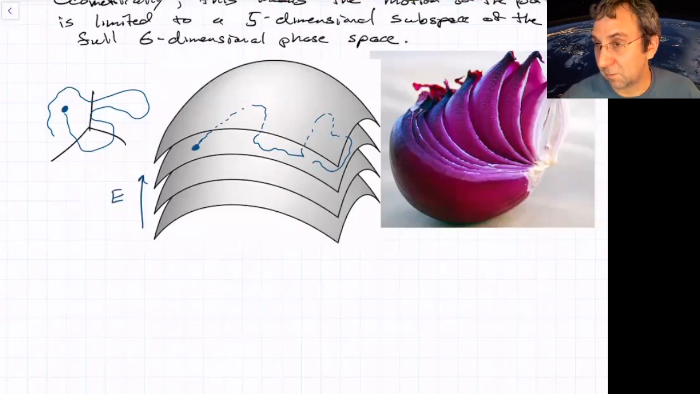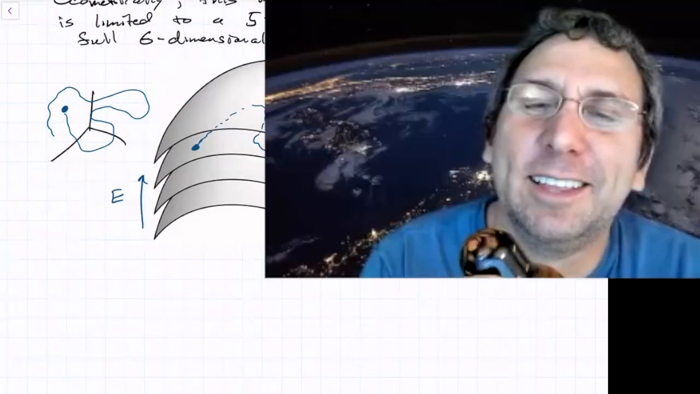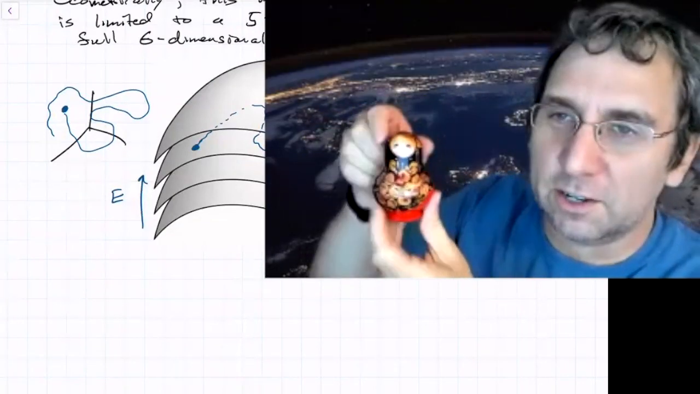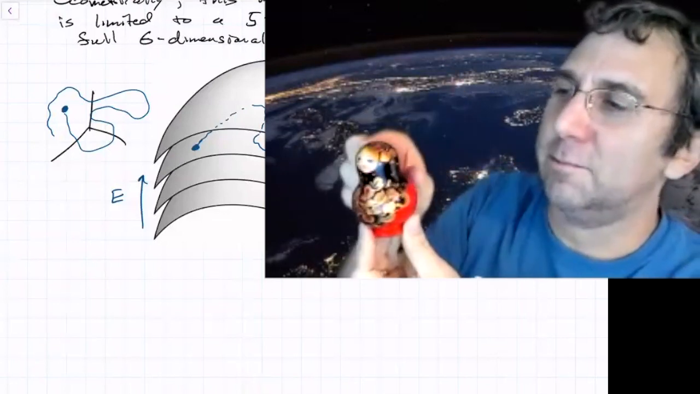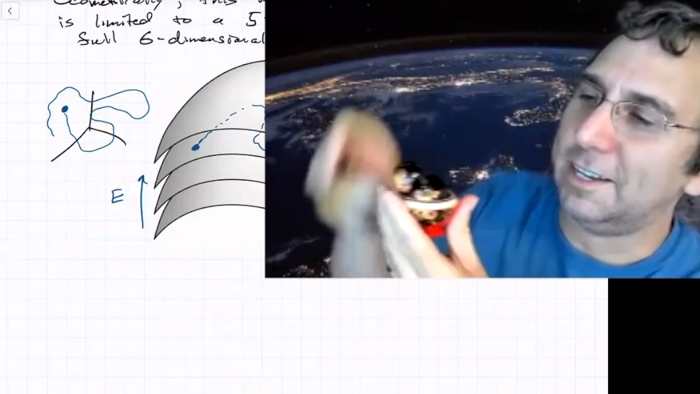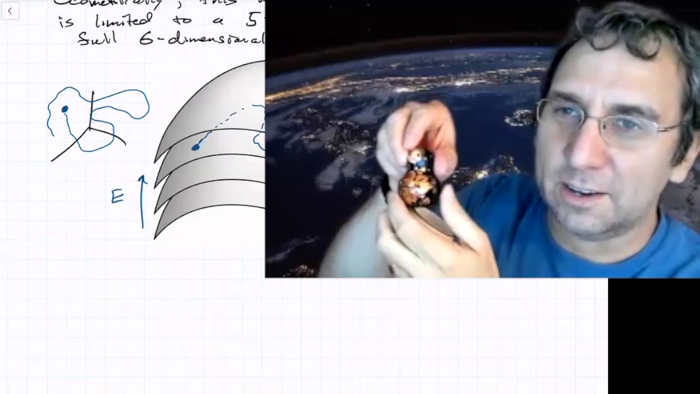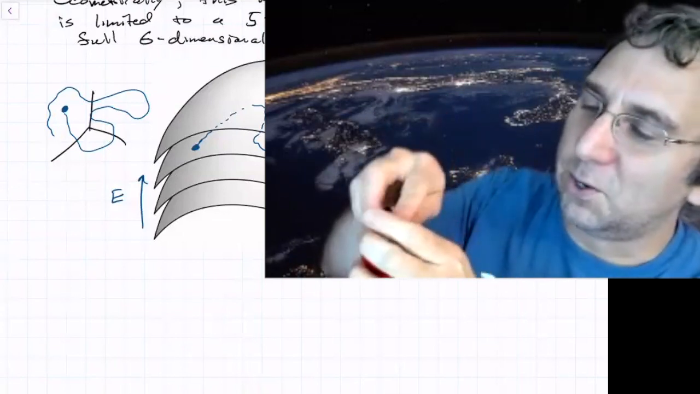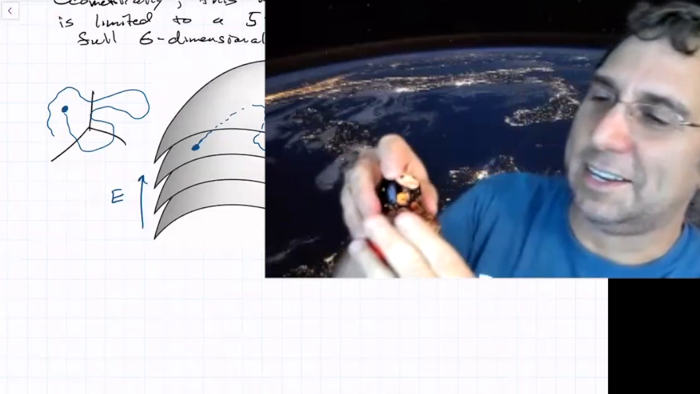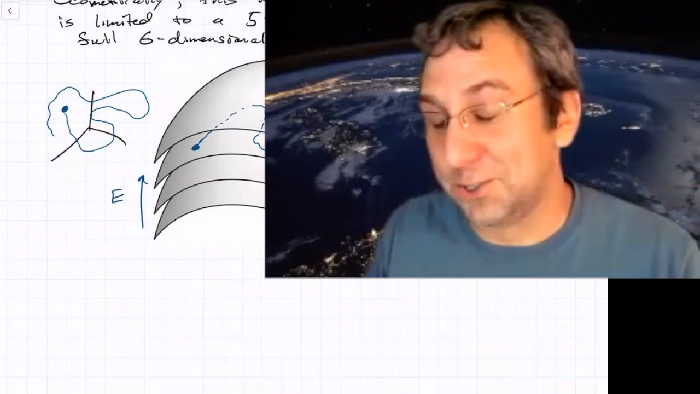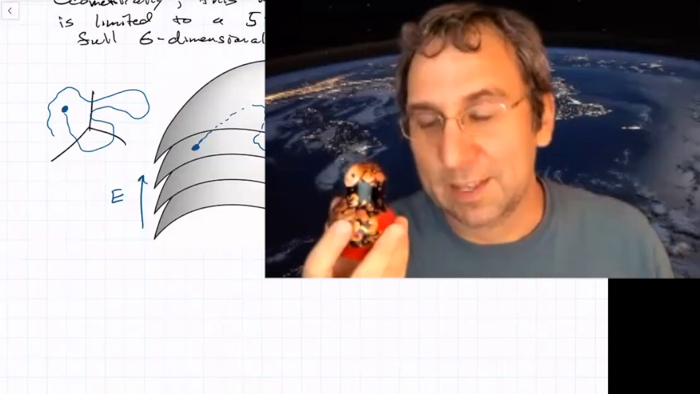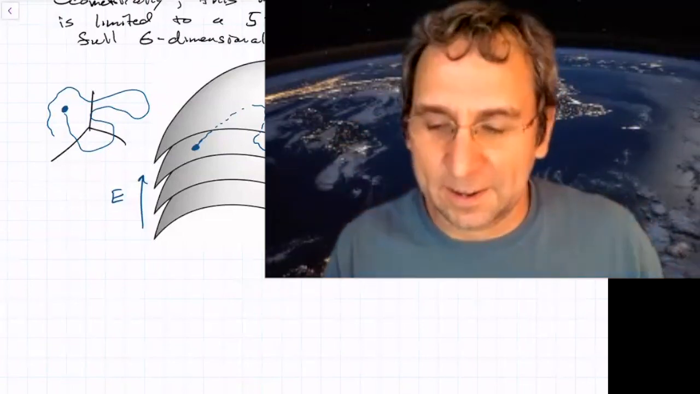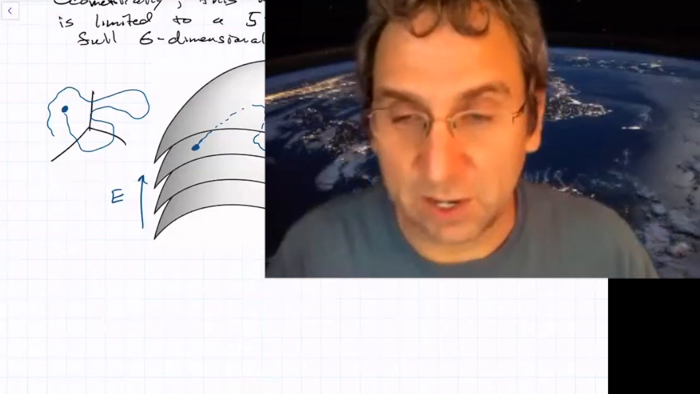I also like to think of it in terms of Russian dolls. I think I got this in Poland. So this is a Russian doll, right? And it's got some interesting surface to it. And then inside, there's some other thing. And inside of that, there's something else. So you can view the 6-dimensional space of the 3-body problem as involving a whole bunch of nested layers that each have their own energy value.